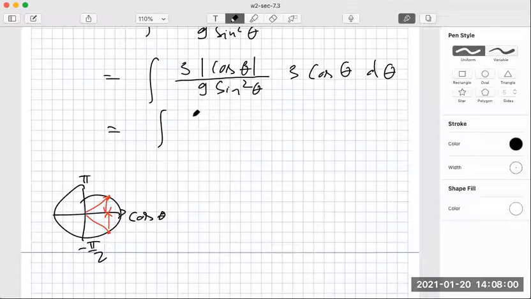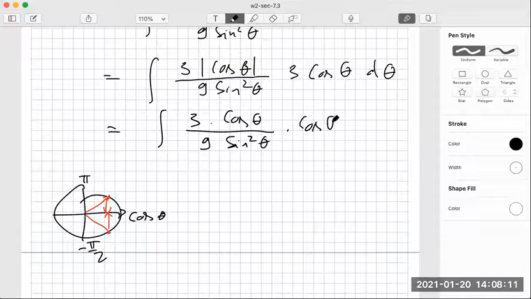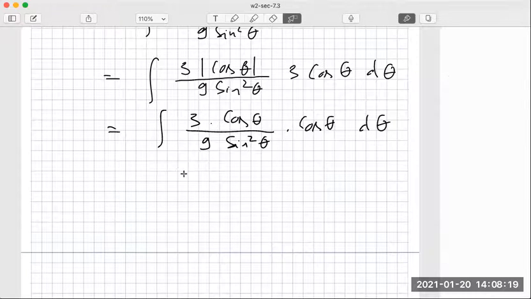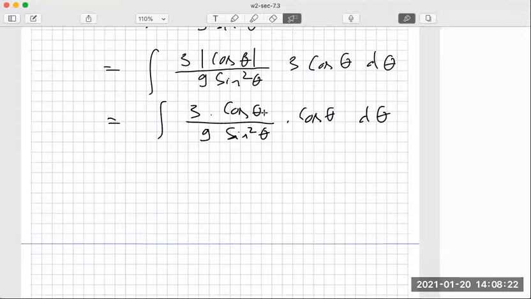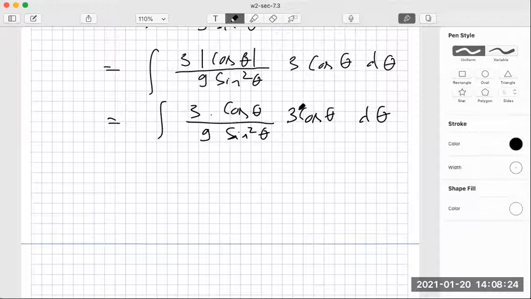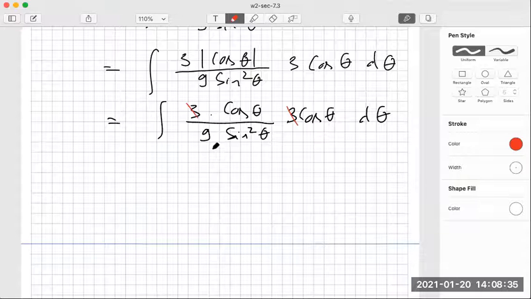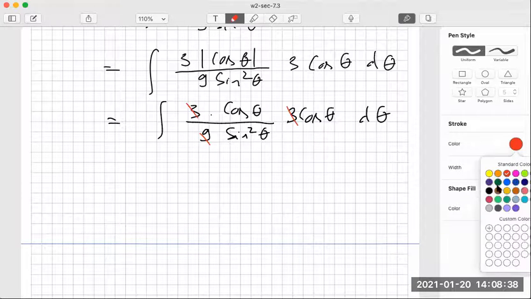Therefore, this is 3 cosine theta, and here is 9 sine square theta. Here is cosine theta d theta, right? So, what should we do? Very good. Oh, yeah, number 3 here. Thank you. So 3 multiplied by 3 here will be 9, and they're all divided by 9. So it's simply, yeah, cosine square. Very good. Thank you.